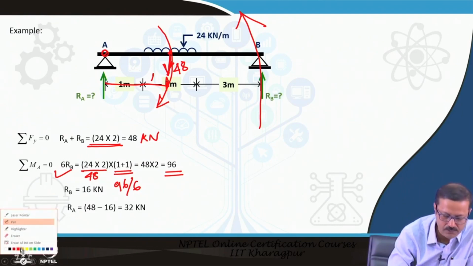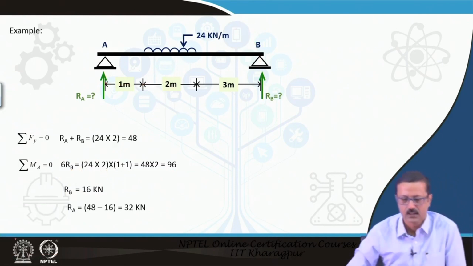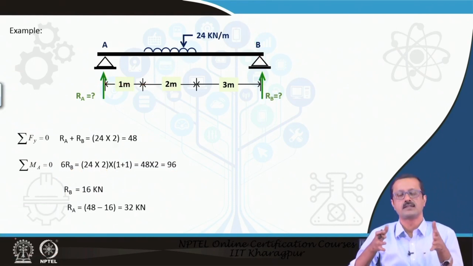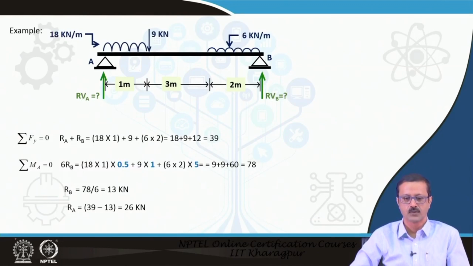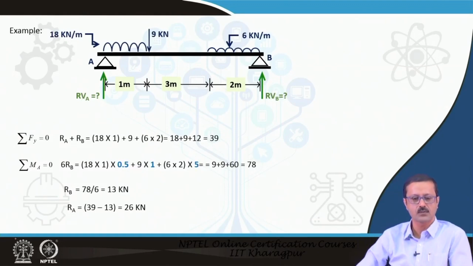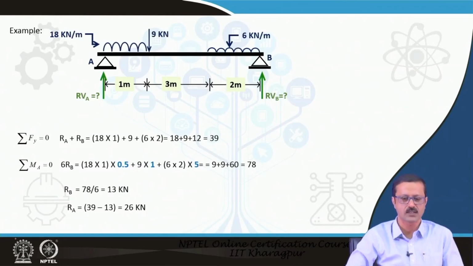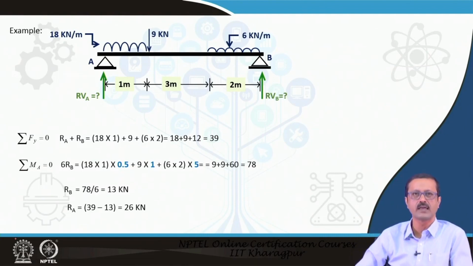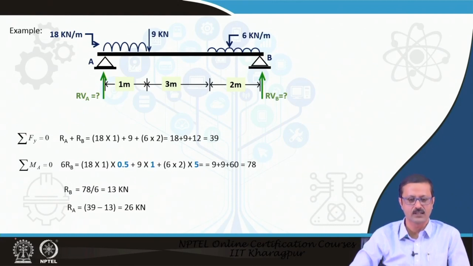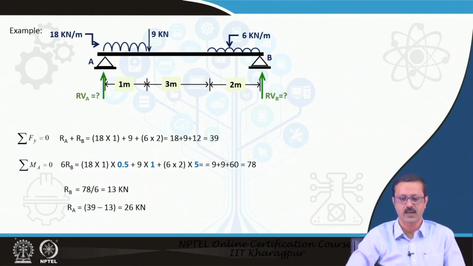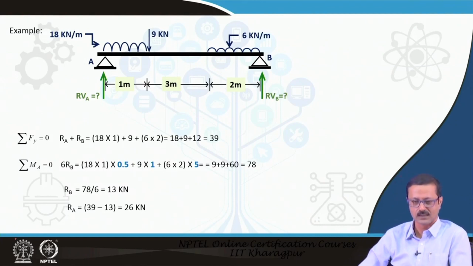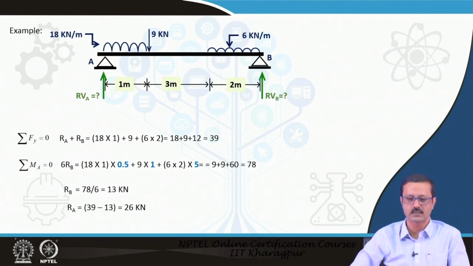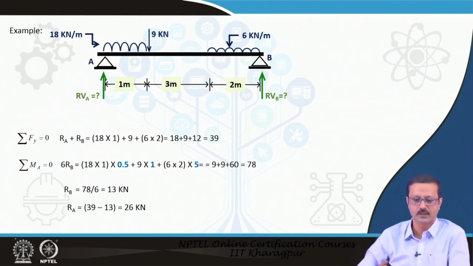So, like that we can easily find out the reactions for any kind of UDL placed anywhere on the beam. This is another example where I have put two different types of UDL. The left side UDL of 1 meter from A is a little heavy, 18 kilonewton per meter, and the right side 2 meter span of UDL towards B is a little lighter, 6 kilonewton per meter, and 9 is the concentrated load at the particular point.